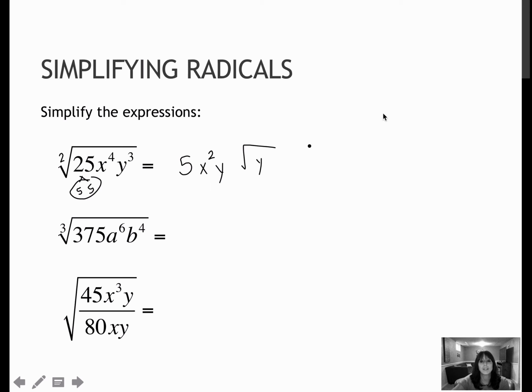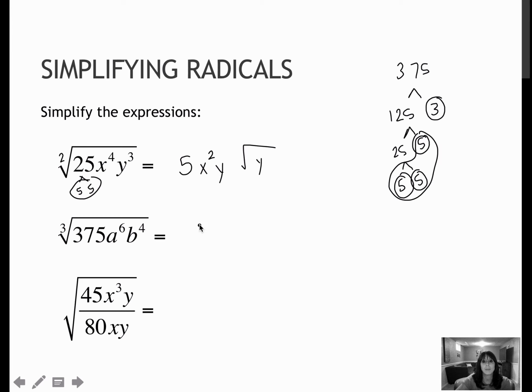My next one, 375. Again, this might be one where making a tree would be a better idea. 375 is 125 times 3. 125 is 25 times 5. 25 is 5 times 5. Again, you need a group of 3 things to come out. So there's a group of 3. So that gives me a 5 on the outside, but notice this 3 has to stay on the inside. So on the inside, we're still going to have 3.